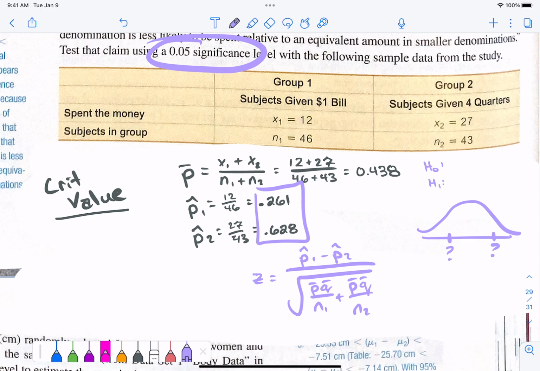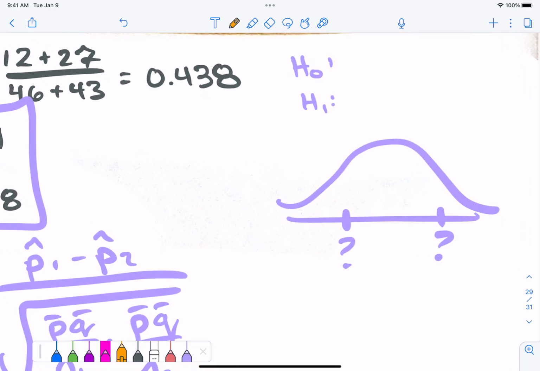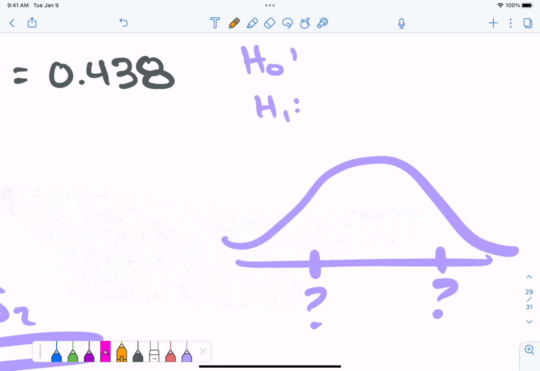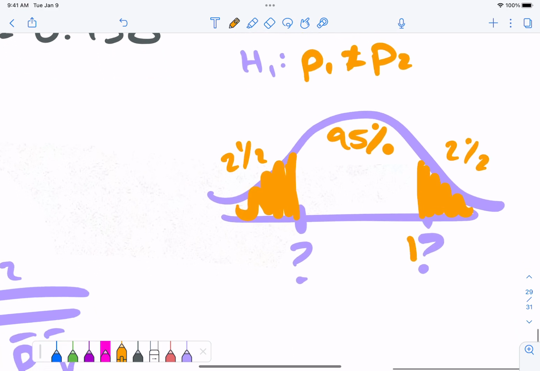What'd you get for your reject? All right, I'm going to go ahead and start filling these in because most of you are done. H naught, if you're struggling, here you go. H naught, we're doing proportions. So P1 equals P2. And then we have not equal to. Do you have one tail, two tail? 2. Shaded, how much in each? 2.5% in each, which means we have 95% on the Z chart. 95%, 1.96.